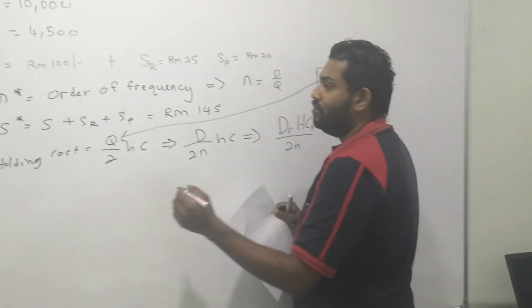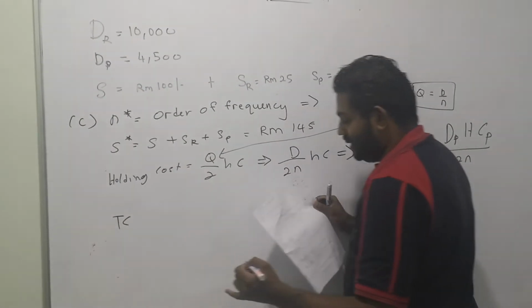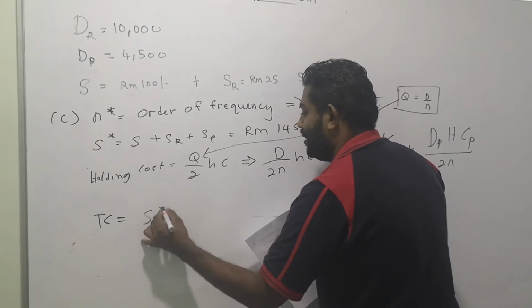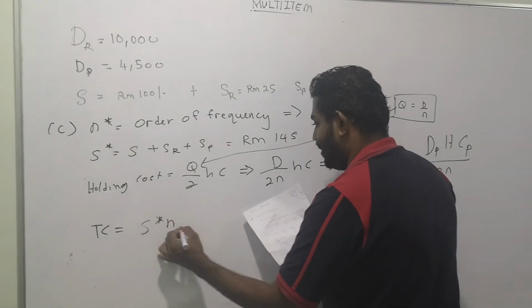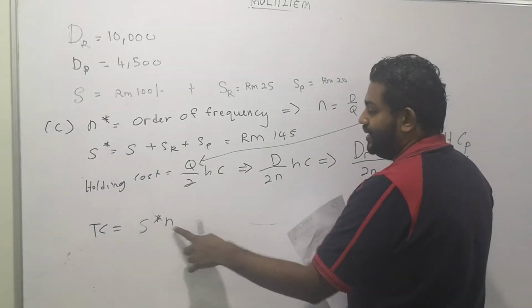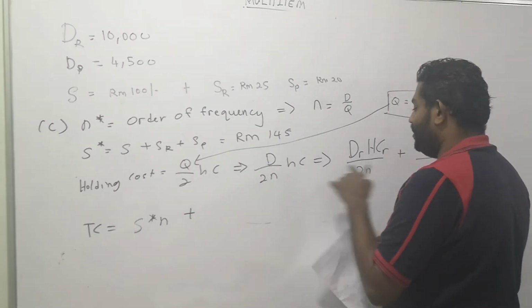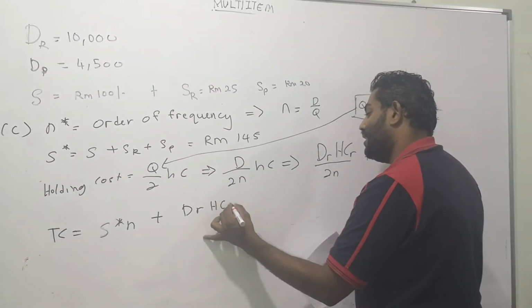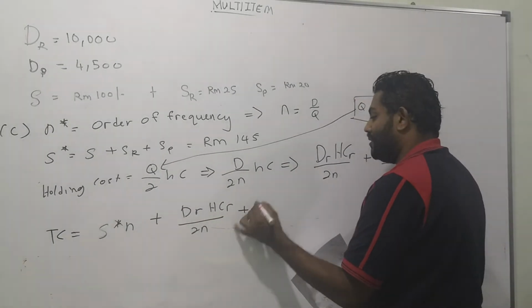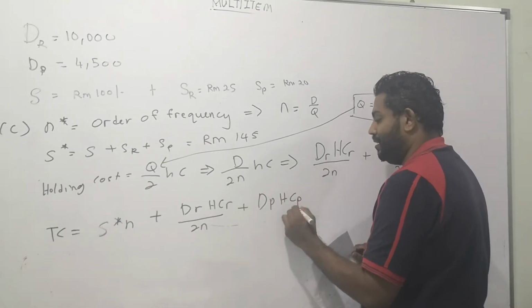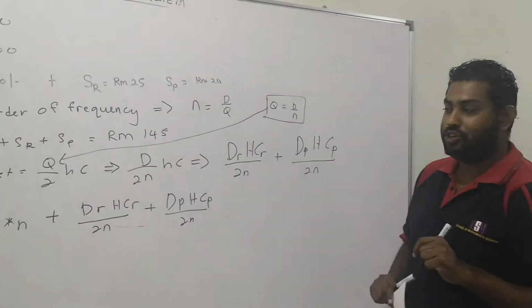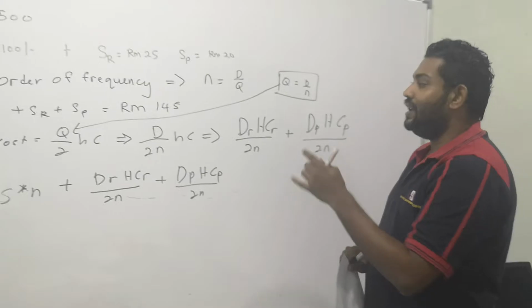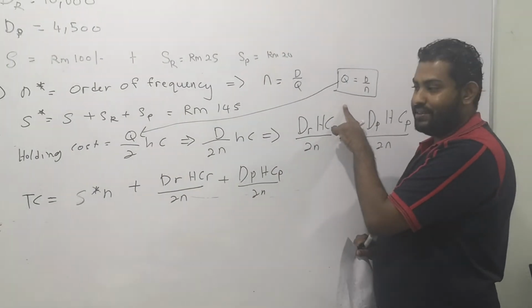So we're going to substitute into the total cost formula, which will be S times N for the setup or order cost, plus we add the holding cost together, which is DR HCR over 2N plus DP HCP over 2N. So this is actually our new total cost formula when we jointly order, where the order frequency plays an important role.